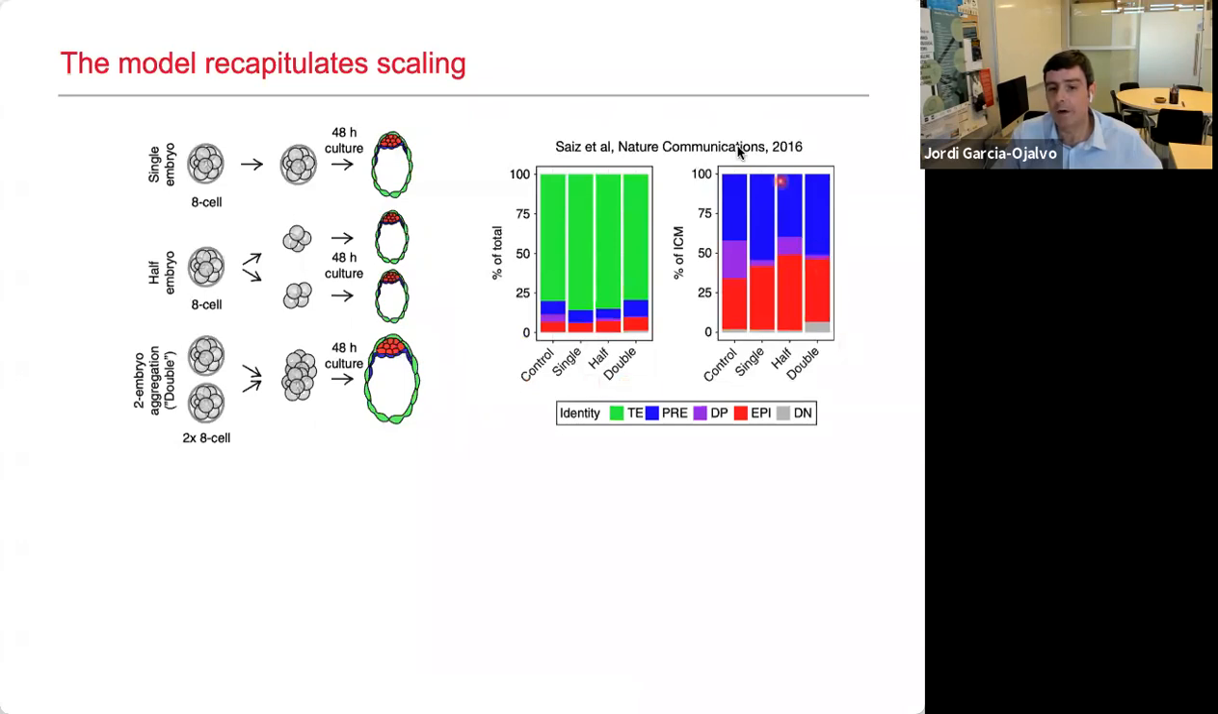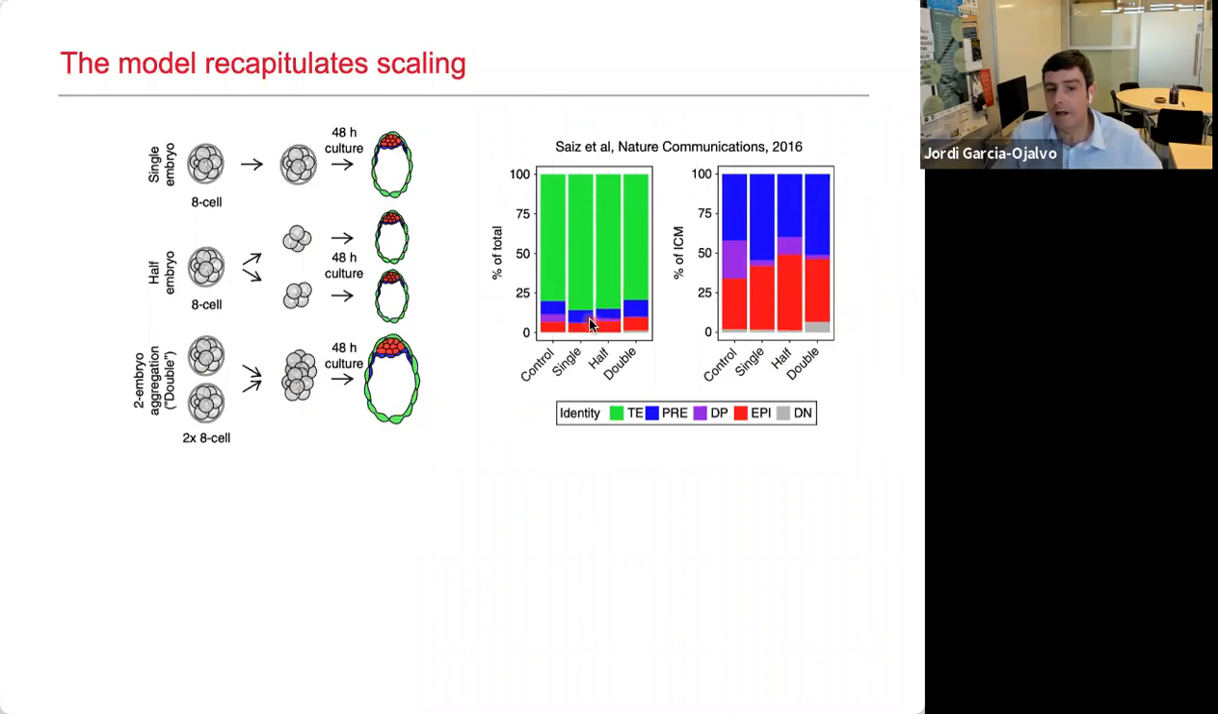Here's the data, okay? This is the data that they obtained. This is the control situation, more or less 50-50, this is the single case, and you can see the 50-50 here, there's still some undifferentiated cells, but again, the split is more or less half and half. And this is what happens in the half embryo. When you break the embryo apart at the eight-cell stage and culture it, you again get that each one of the embryos goes to this 50-50 stage. And when you double it, because you merge two different embryos together and you get an embryo that is double the size, you still have a 50-50 split.